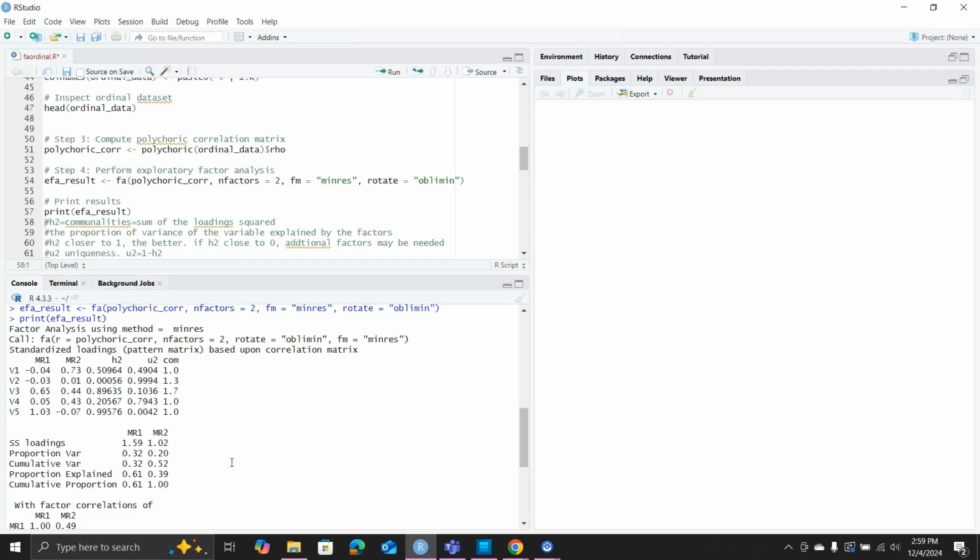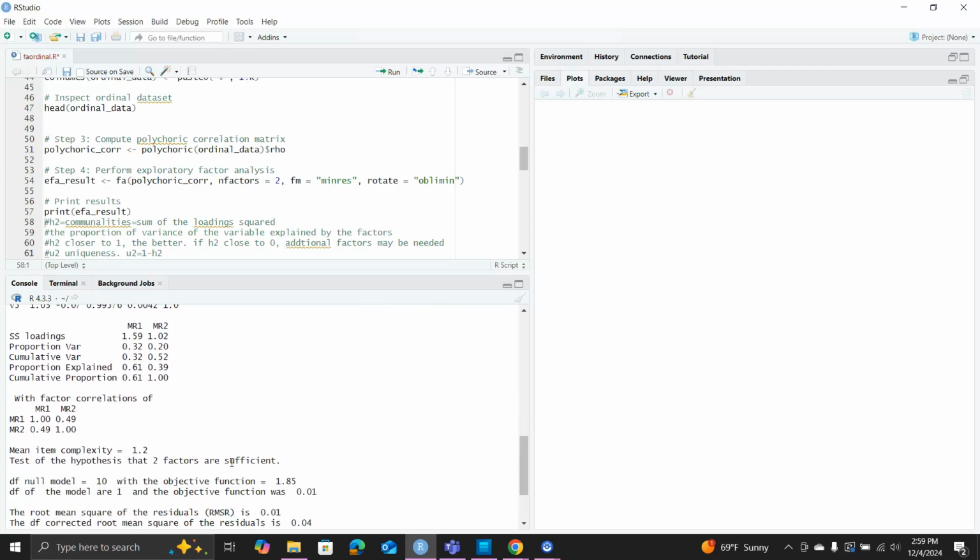The com column is the complexity. If it's close to 1, that means these factors explain the variable really well. But if it's larger than 1, then it means you may need additional factors or higher-order factors to explain more variance. So here we get three 1s, and 1.3, 1.7. It looks like V3 needs more factors to explain.